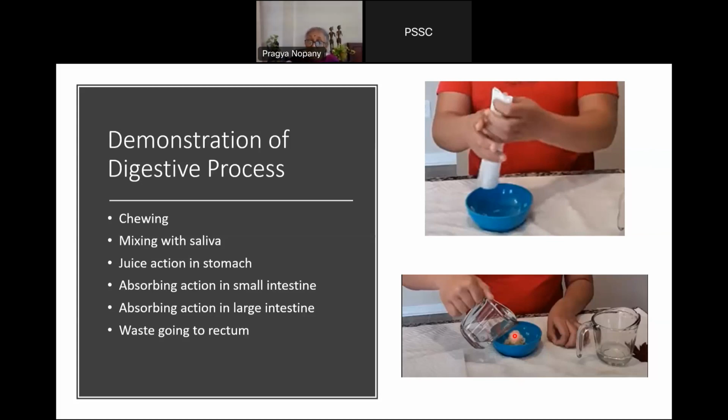And this is not possible physically. That small breaking into that small pieces is not possible physically. It is possible only through a chemical process by the action of acids. That is what we are trying to show to the children.